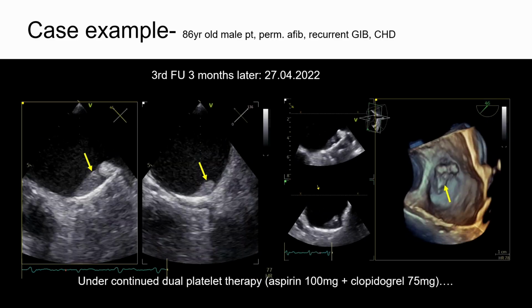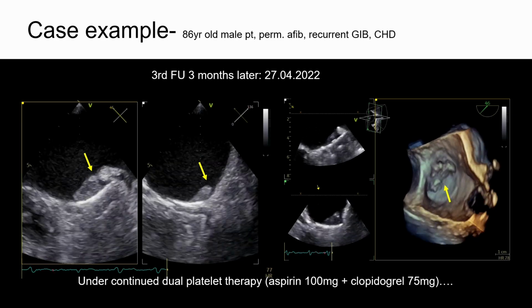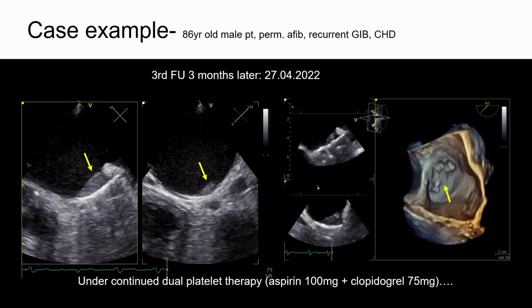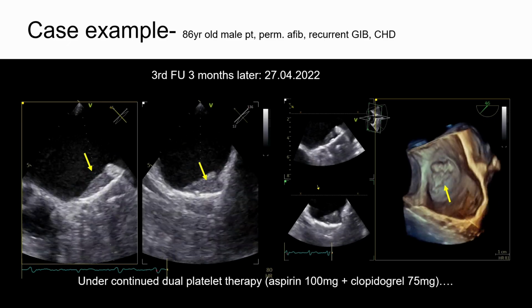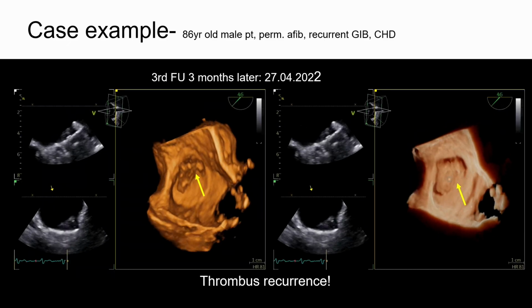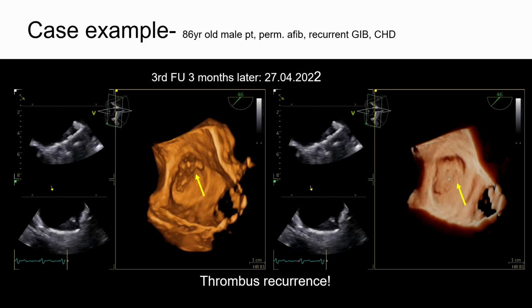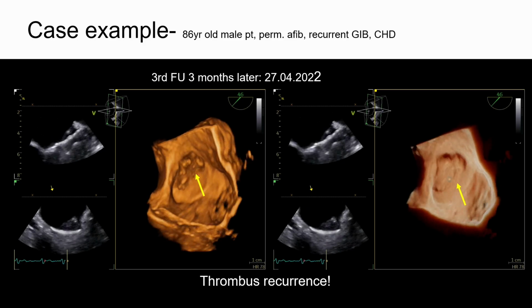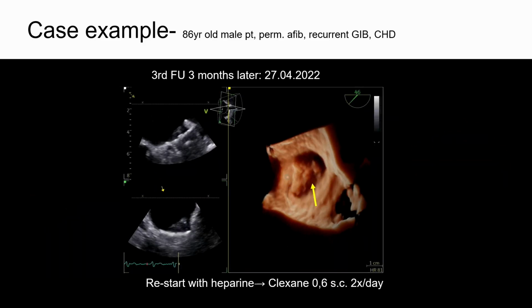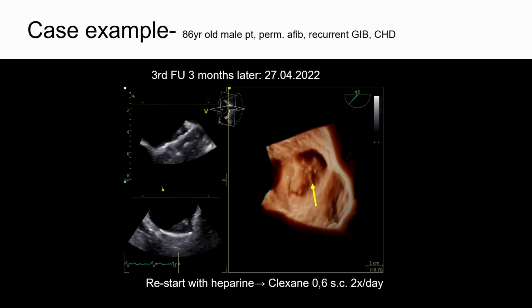Under aspirin and clopidogrel, we had, again, a huge thrombotic mass. I mean, this time it's very obvious. This is a thrombus. Nobody would doubt. So what happened? The patient was, again, under anticoagulation. And again, as you can see here, this is still the big thrombus. And what happened under, again, heparin therapy?